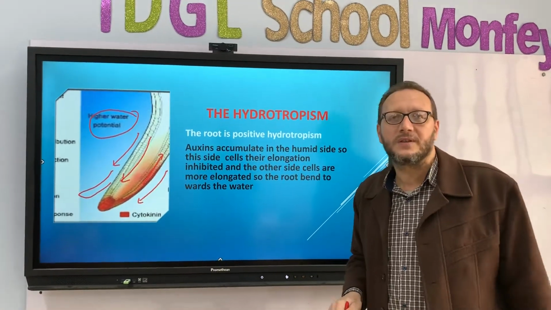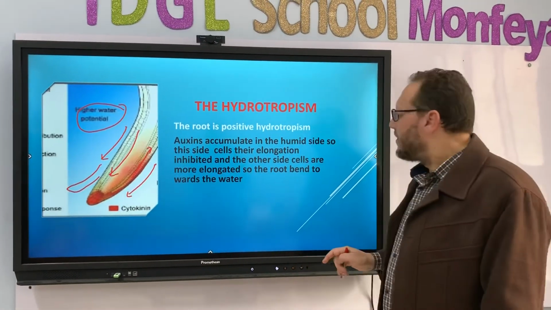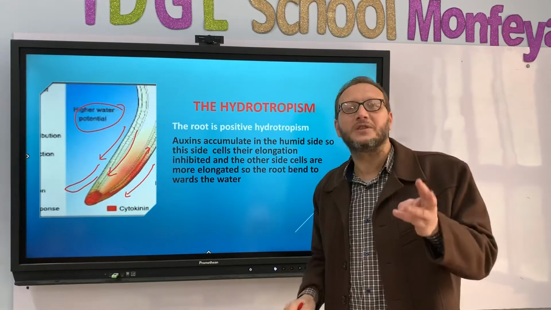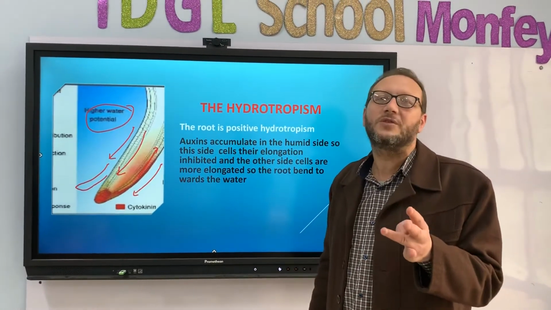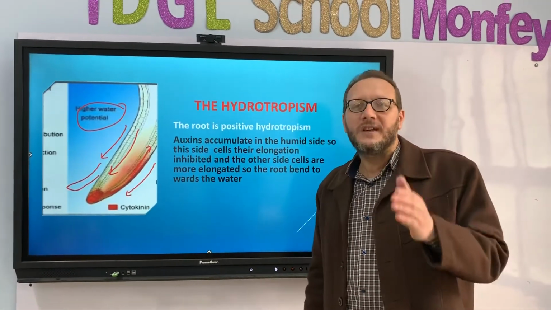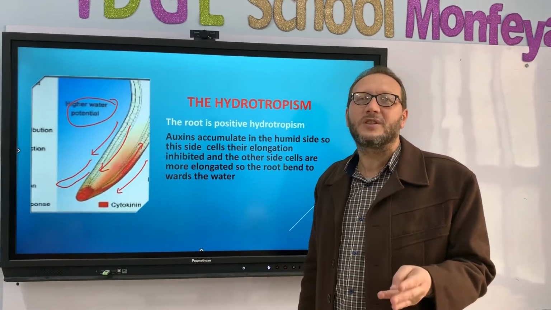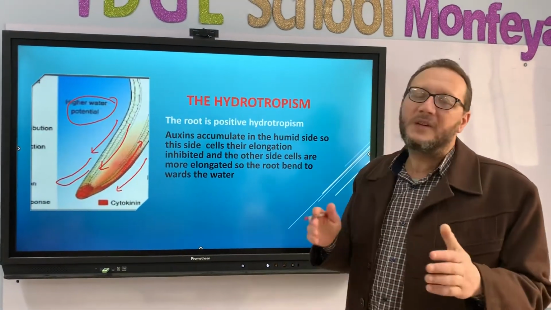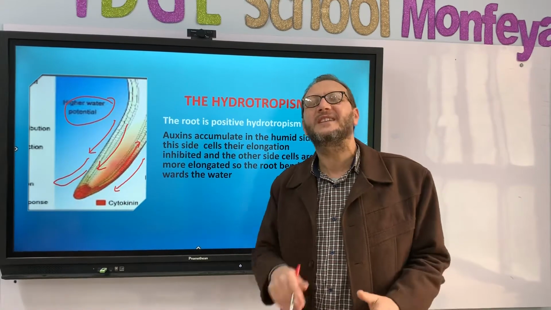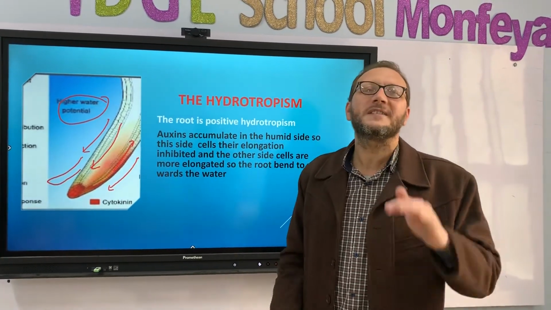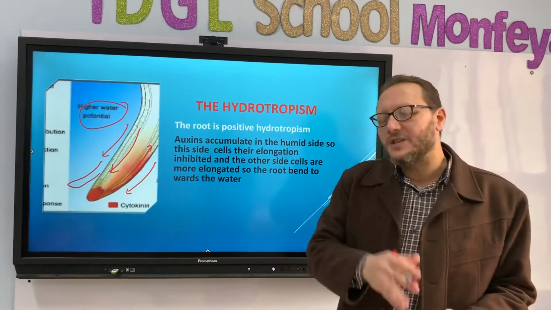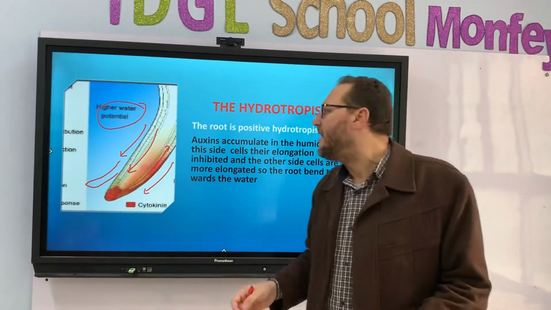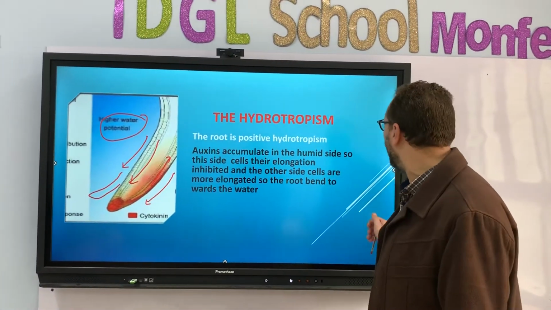From the previous, we can say that the stem is positive phototropism and negative geotropism and hydrotropism. The root is negative phototropism and positive hydrotropism and geotropism. We can say that auxins accumulate on the dark side, auxins accumulate downwards, and auxins accumulate toward humidity. And here is the idea of all types of tropism.